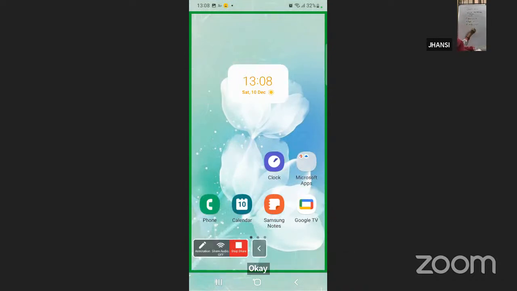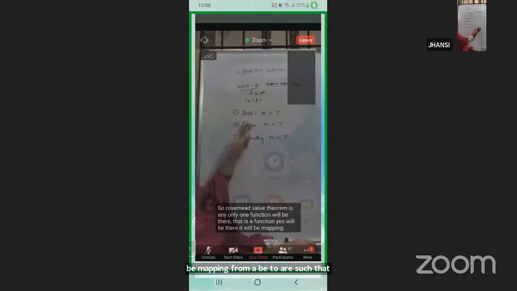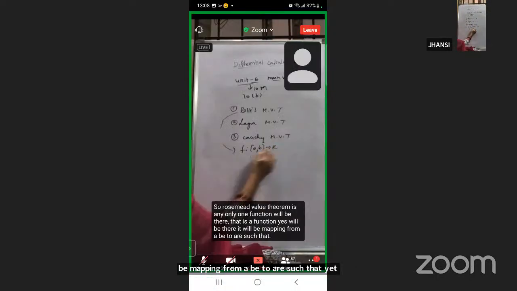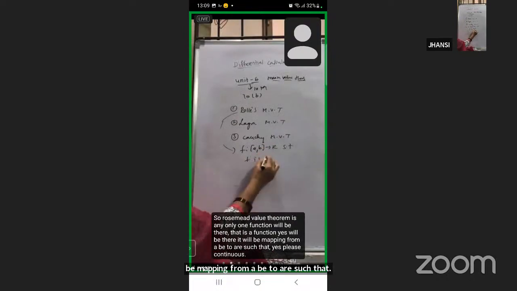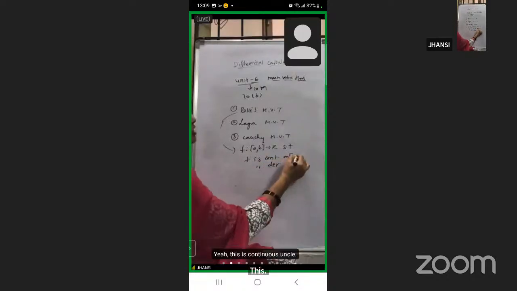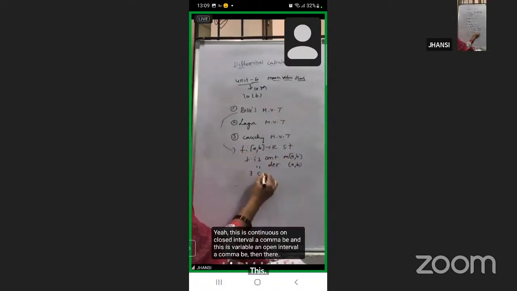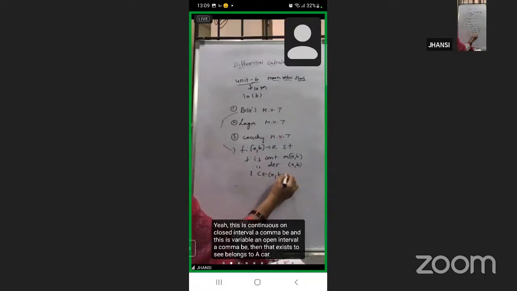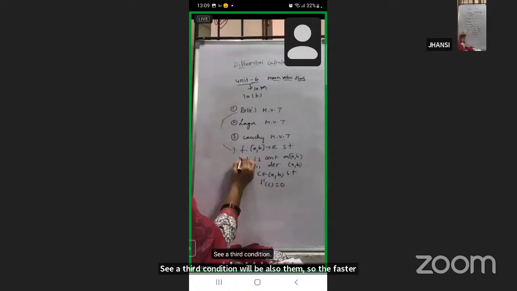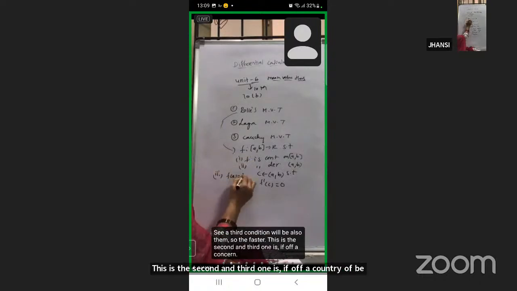So in Rolle's mean value theorem, only one function will be there. That is, a function f will be there, mapping from [a, b] to R such that f is continuous on the closed interval [a, b], and f is derivable on the open interval (a, b). Then there exists c belonging to (a, b) such that f dash of c equals 0. See, a third condition will also be there. This is the first, this is the second, and the third one is f of a equals f of b.